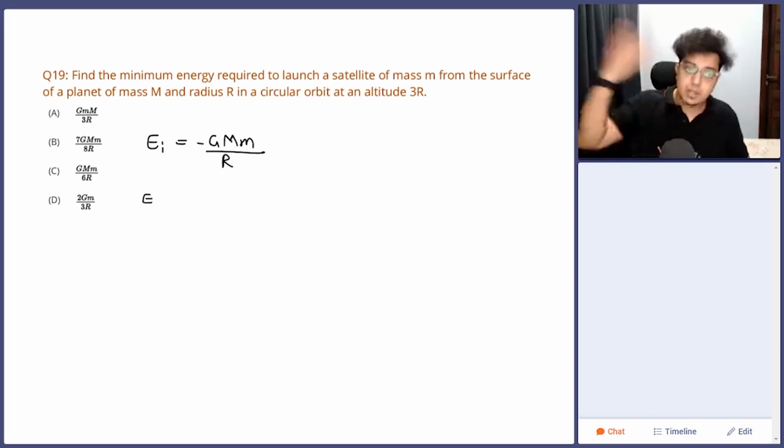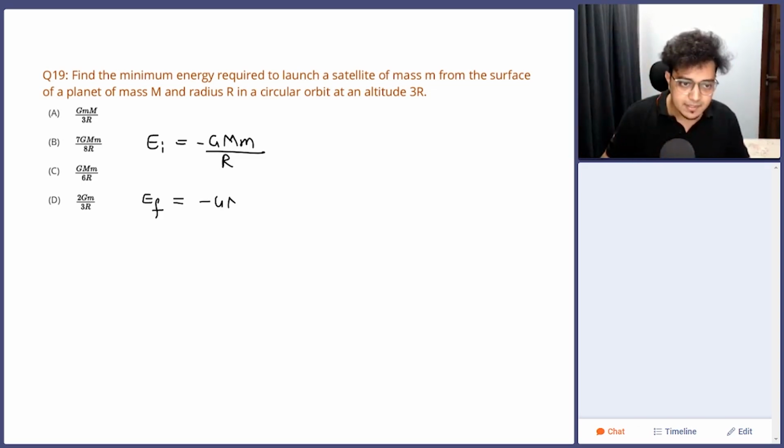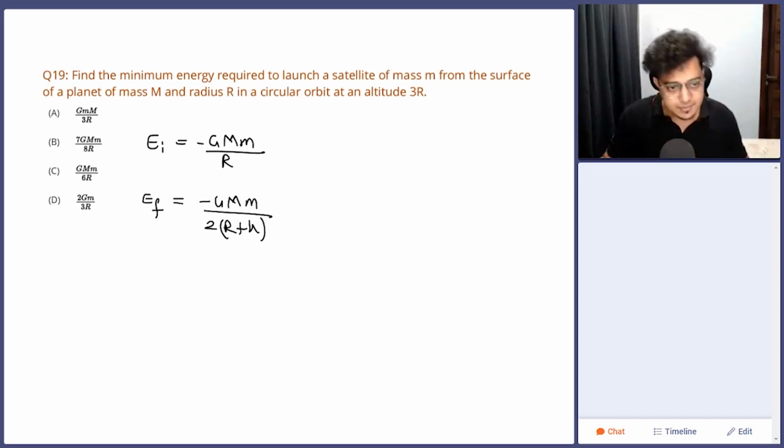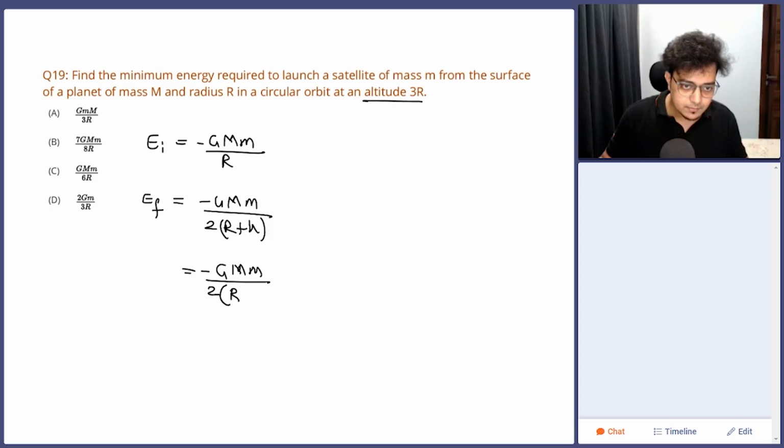And when it is in the orbit, what is the final energy? Final energy will be minus G capital M small m upon 2 times (r plus h), where h is the altitude. Okay, this is the energy on the surface of the Earth. There is no kinetic energy, it is just stationary. When it is revolving around Earth, then it has kinetic plus potential energy, so that is the total energy. So here I can substitute the h value as 3r. The altitude is 3r. So let's do that. G capital M small m upon 2 into the height, which is 3r.